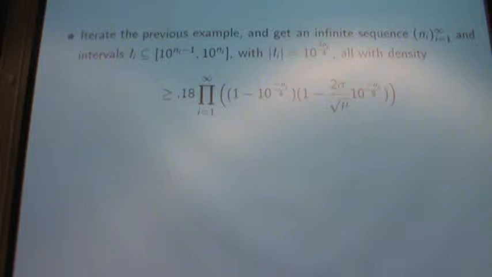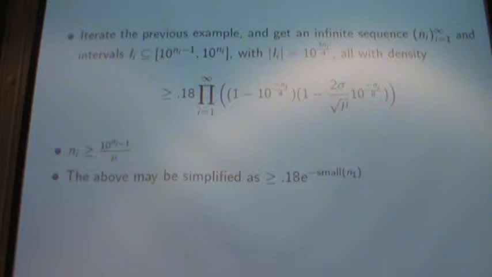And so I can get an infinite sequence of intervals. And every single one of these intervals has at least this percentage of happy numbers. And the n sub i are growing rapidly, because at each step I need at least 10 to the n digits to land in each interval. And just to simplify this, we can write this as e to a negative small number. And so the loss is about 1 at each step.